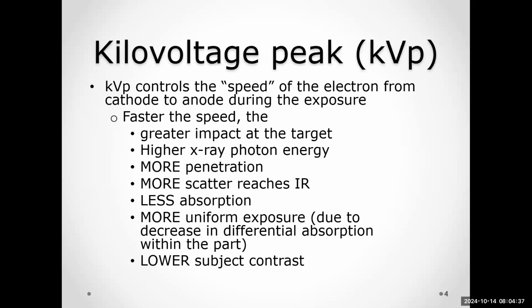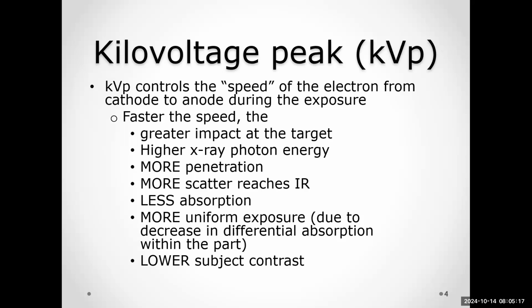So some things that we already know to be true about kVp that we started talking about really week one and then really got into last week is that kVp controls the speed of the electrons from the cathode to the anode during the exposure. Now that is generally about half the speed of light, but that does vary based upon the kVp that we set at the control panel. So we know that the faster the speed of those electrons, the greater the impact at the target. Okay, so the target meaning the anode.